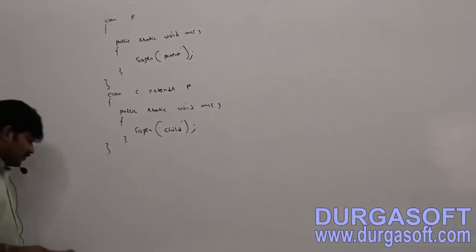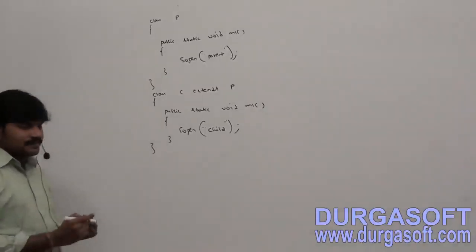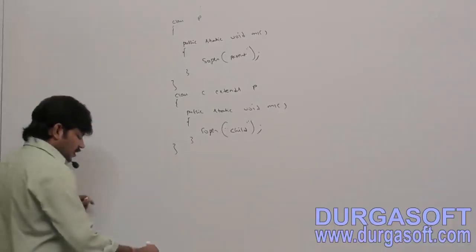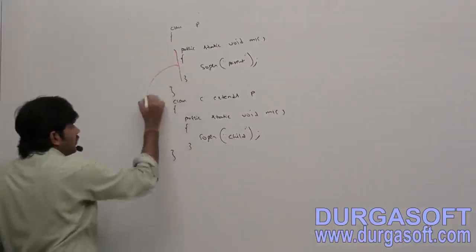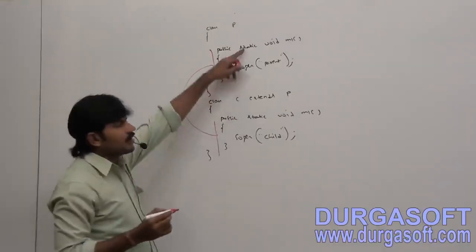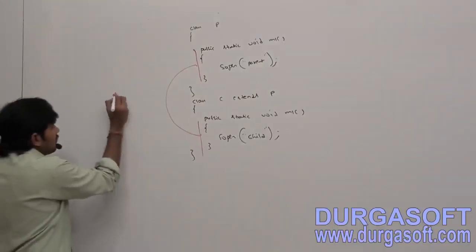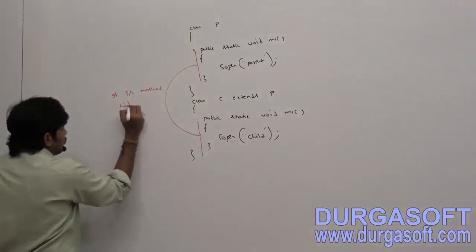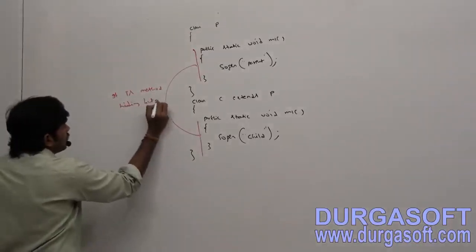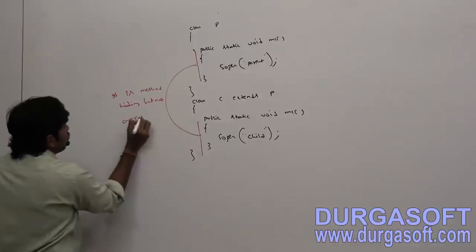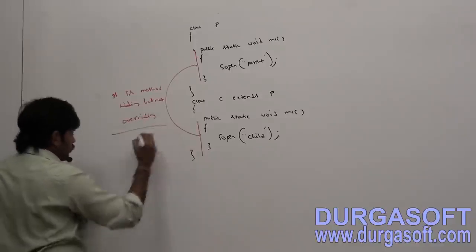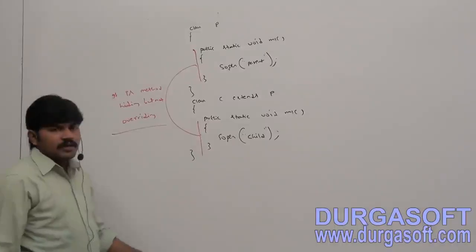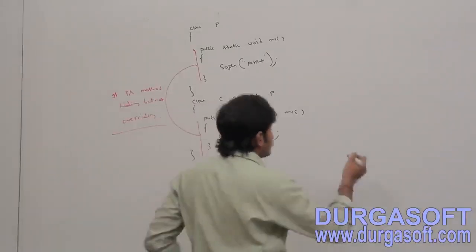Can I use the term, is it method hiding or overriding? Hiding, because both are static methods. It is method hiding but not overriding.